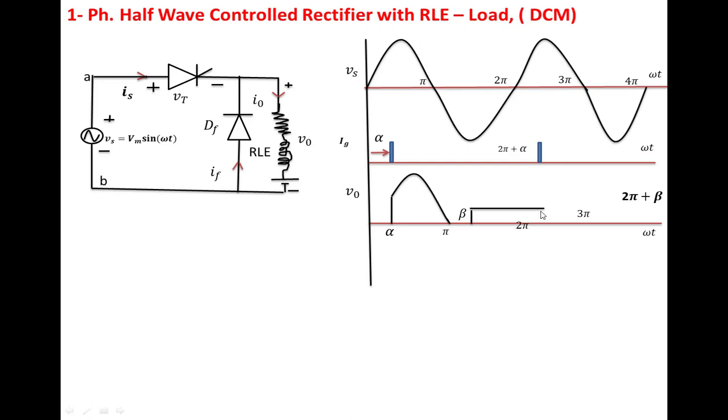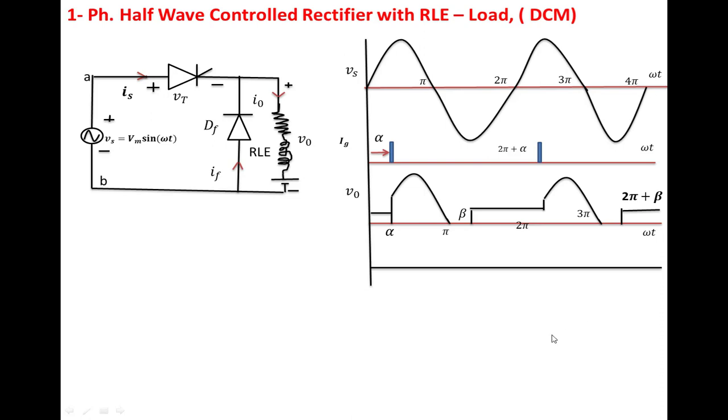At 2 pi plus alpha, the SCR is on. Again, the output voltage follows the input voltage up to 3 pi. The freewheeling diode is conducting up to 2 pi plus beta. After that, no device is conducting in the circuit, so the output voltage is equal to E.